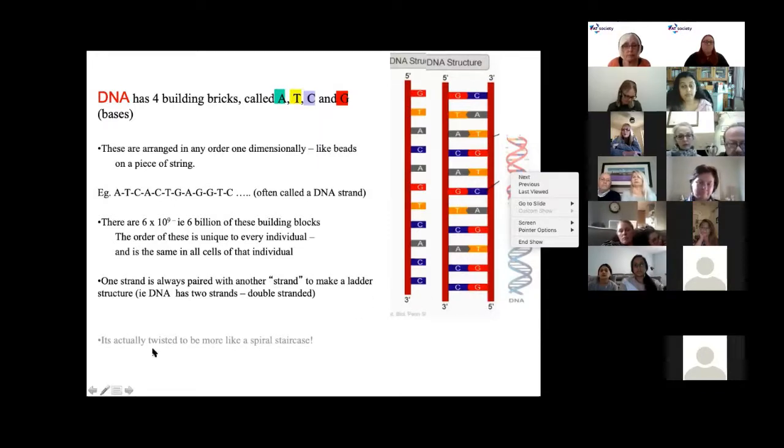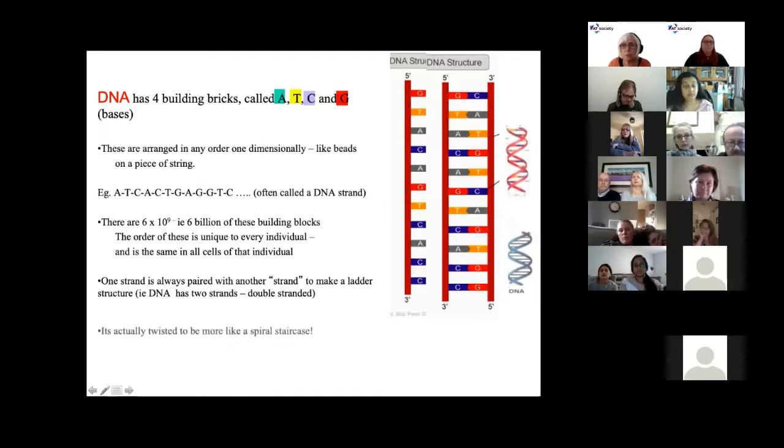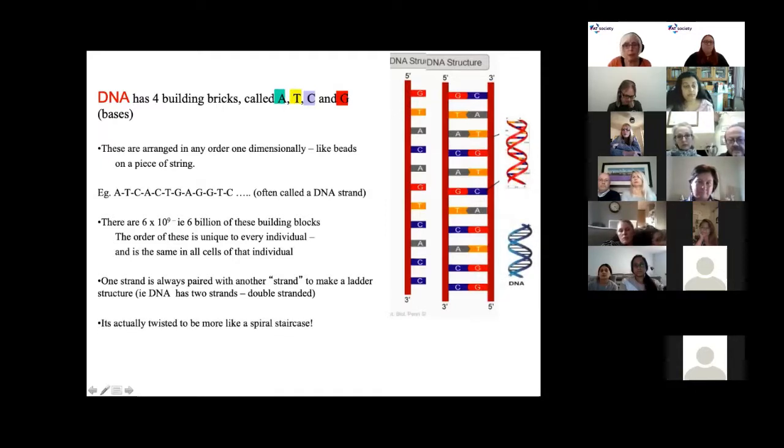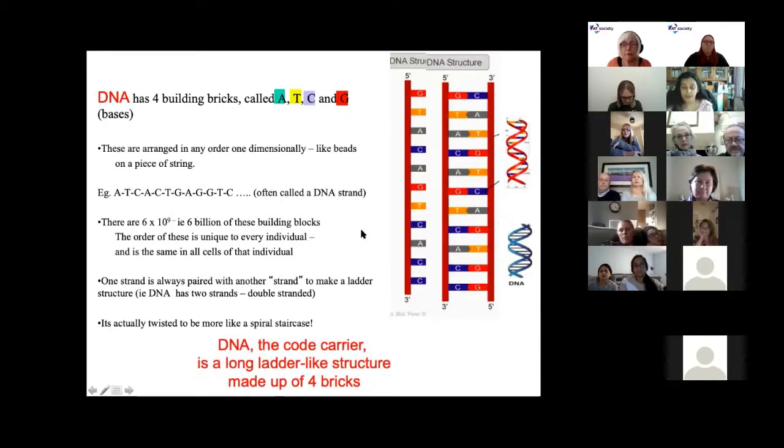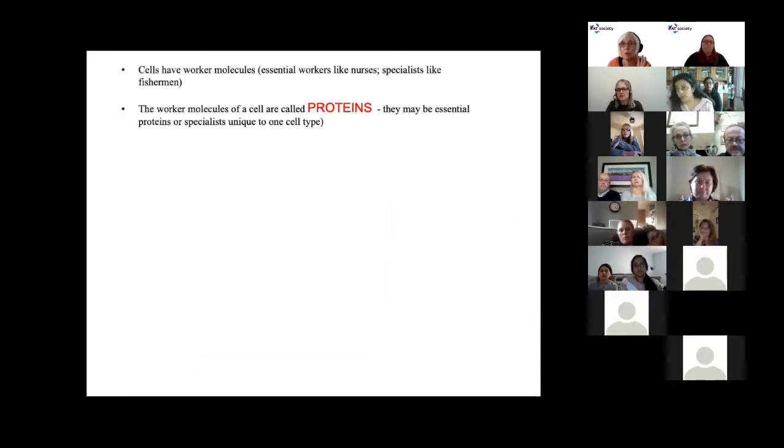So the DNA, the code carrier, is a ladder-like structure just made up of those 4 building blocks. Now, at the other end of the extreme, cells do tasks, and cells have worker molecules.